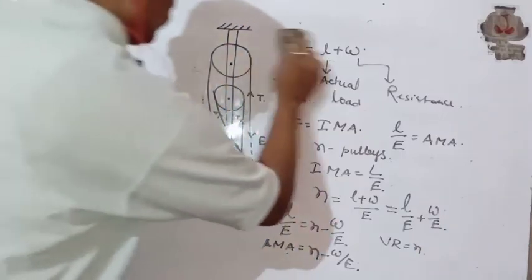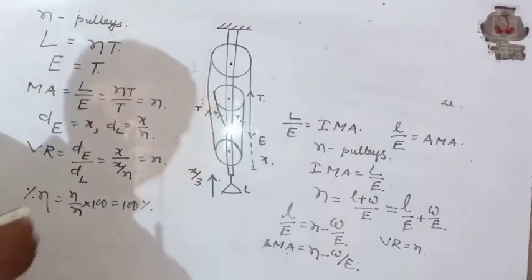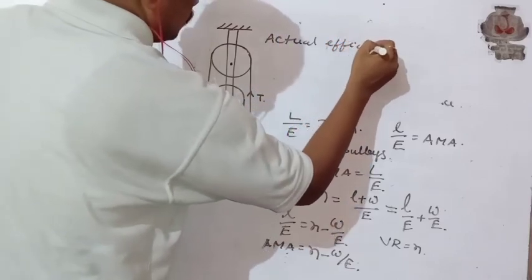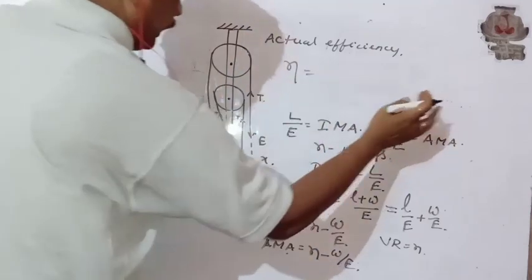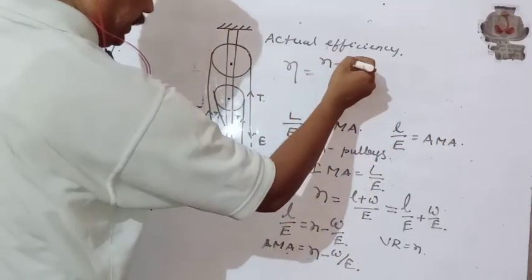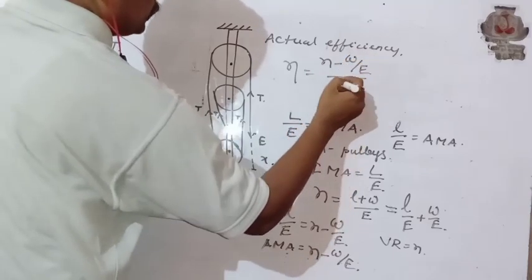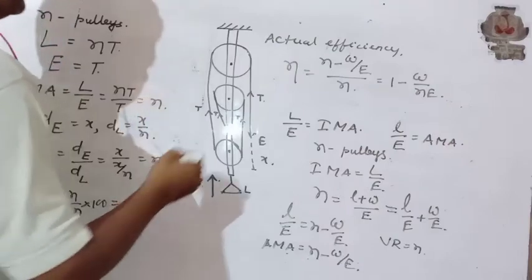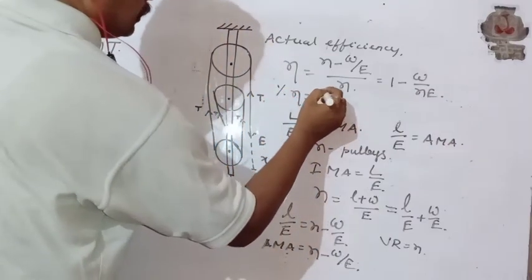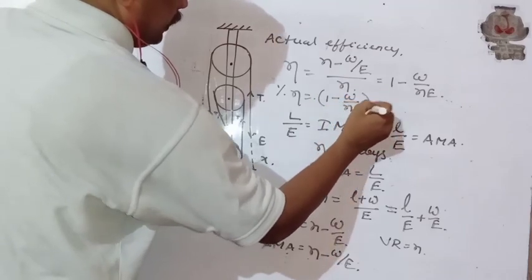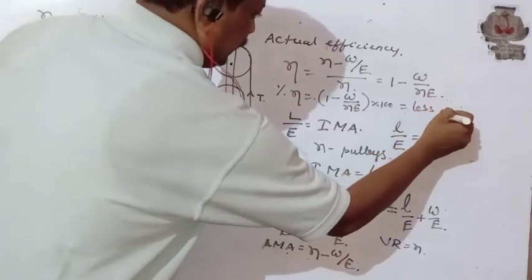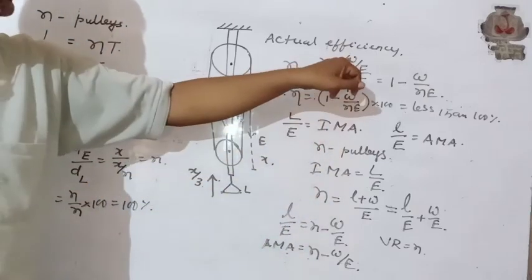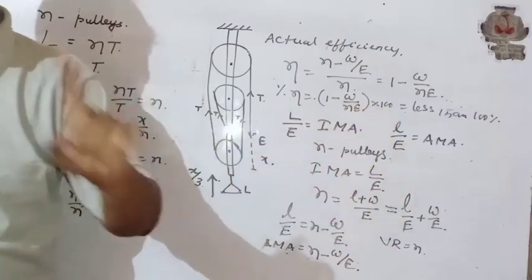So what is the actual efficiency? Actual efficiency is equal to actual mechanical advantage, which is N minus W by E, divided by velocity ratio, that is N. So that is 1 minus W by NE, you can write. So percentage efficiency is 1 minus W by NE into 100, which is less than 100%. Thus practically you can see that due to this W term, we are getting the actual efficiency less than 100%.